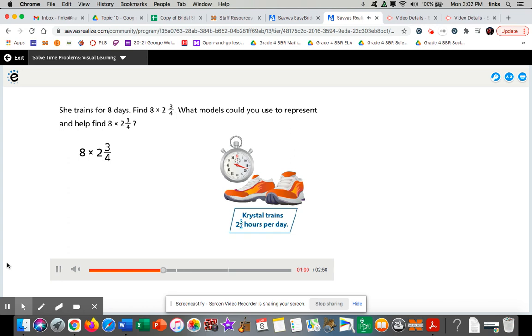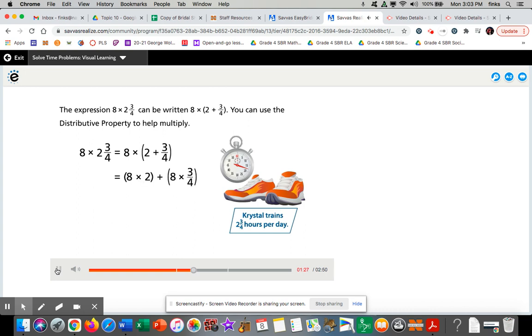What models could you use to represent and help find 8 times 2 3/4? You could use fraction strips or bar diagrams to represent and help solve the problem. The expression 8 times 2 3/4 can be written 8 times, open parenthesis, 2 plus 3/4, close parenthesis. You can use the distributive property to help multiply.